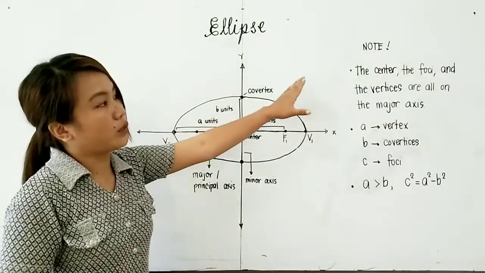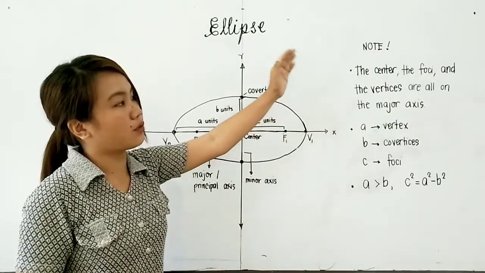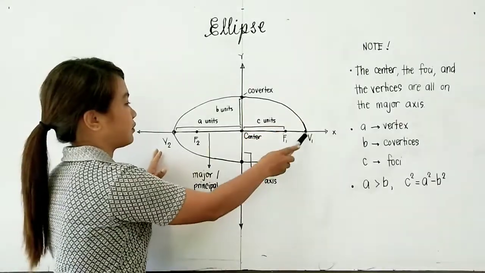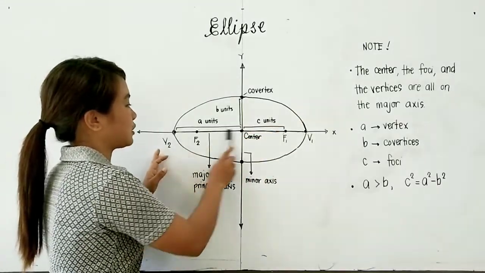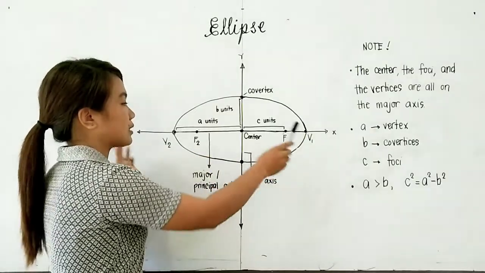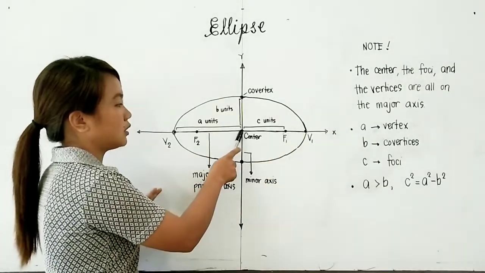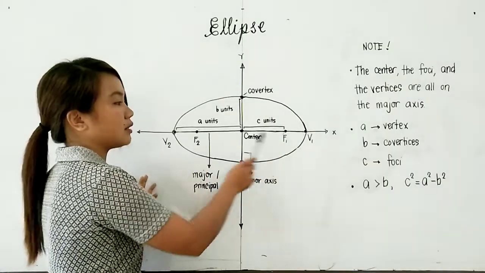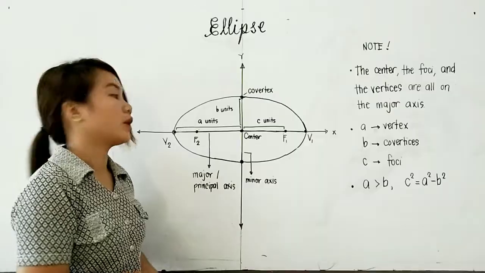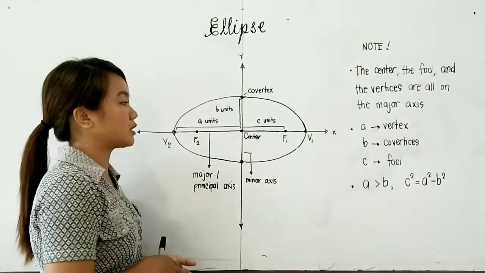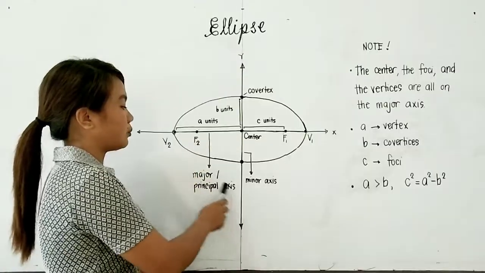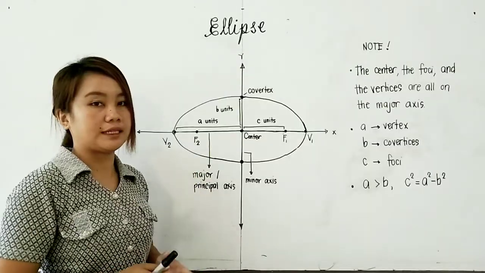Now take note, the center, the foci, and the vertices are all on the major axis. So from vertex 1 to vertex 2, our major axis is here, or the principal axis. In our principal axis can be located the center, focus 1, focus 2, and the vertices, which are V sub 1 and V sub 2. So these 5 points are located on the principal or the major axis of an ellipse.